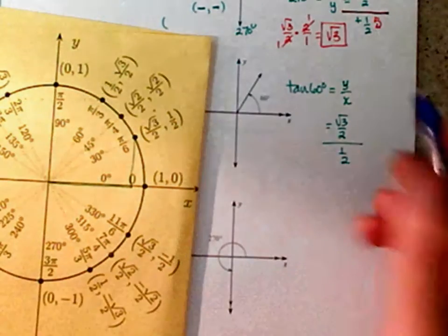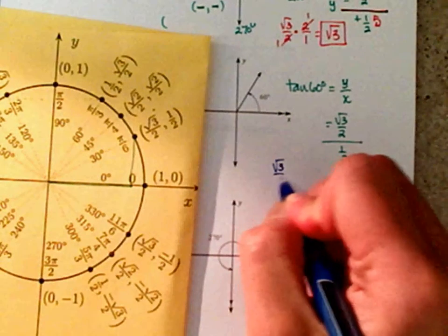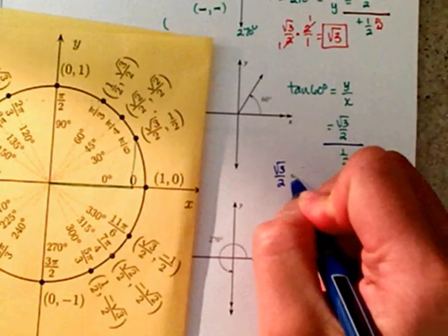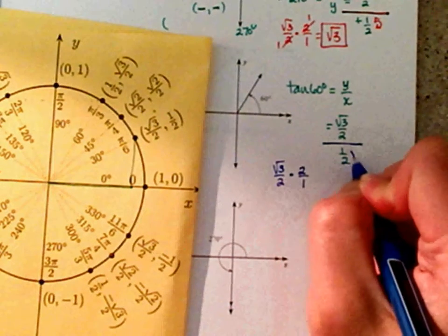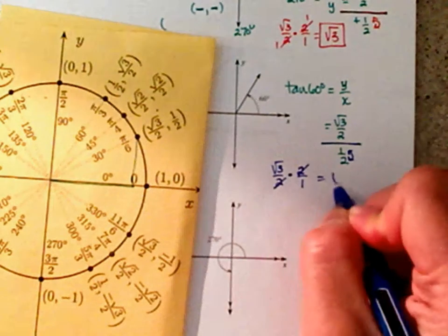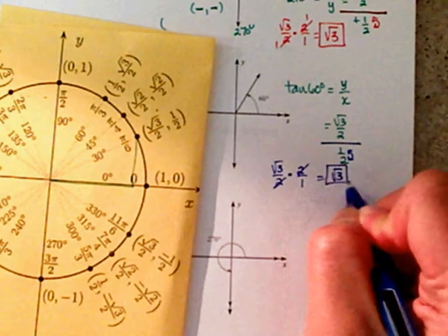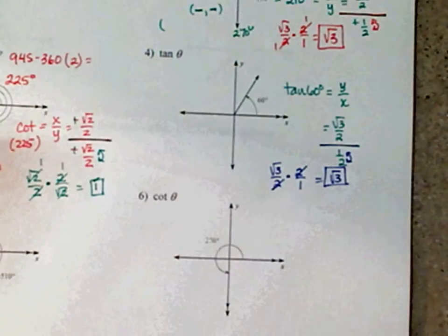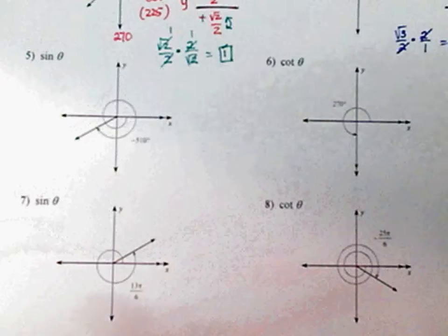Take your numerator, square root of 3 over 2. The opposite of dividing is times. Take the reciprocal of the denominator to cancel. So your solution is square root of 3. Number 5. Okay.